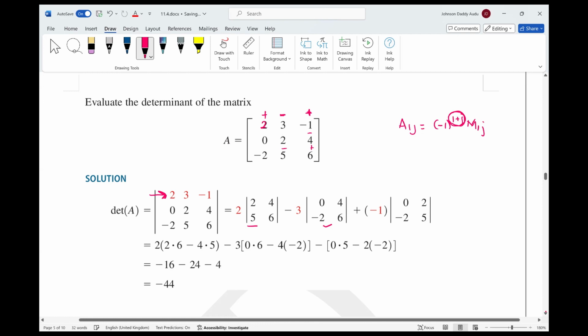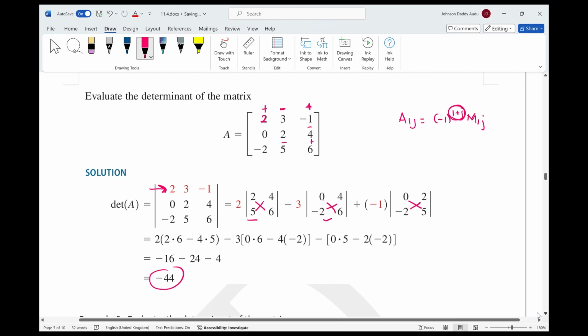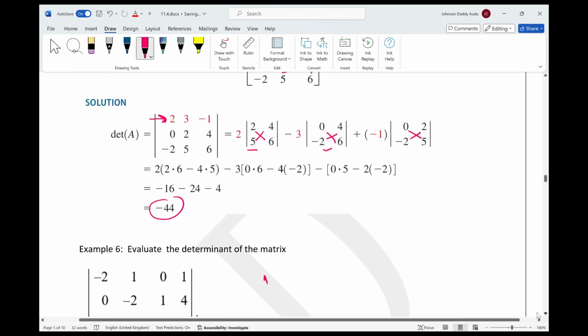So this is 2. Then you find this determinant, this times this minus this: 2 times 6 minus 4 times 5. And here it will be minus 3, then 0 times 6 minus 4 times minus 2. And here plus minus is going to be minus. So you have this times this minus this. And we evaluate this. It gets minus 44. So this is the determinant.